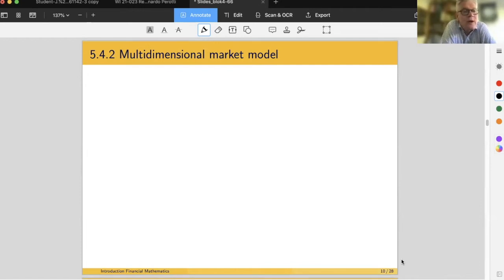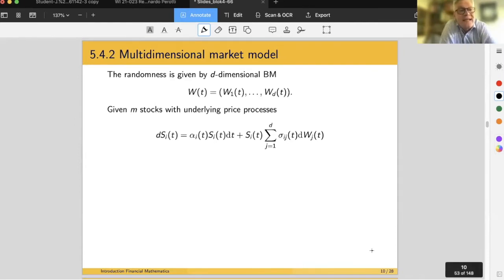Dear students, welcome back. We have reached section 5.4.2, and here we will generalize our one-dimensional asset price process towards multiple dimensions. So we will look at multiple stocks simultaneously, and we end up with a multidimensional market model. Let's first define the basic settings. We are dealing with randomness, which is determined by a d-dimensional Brownian motion.